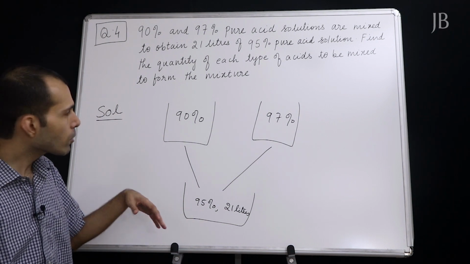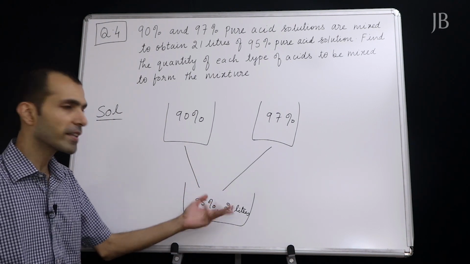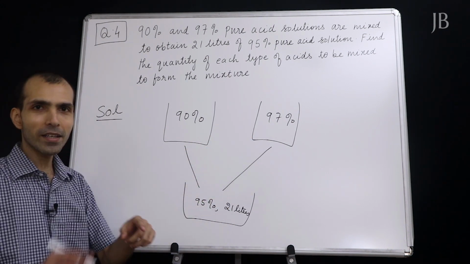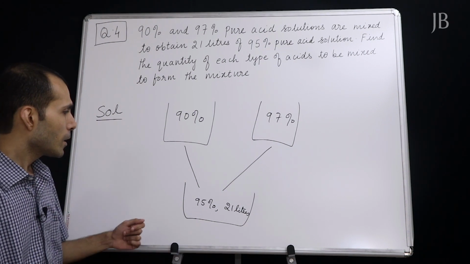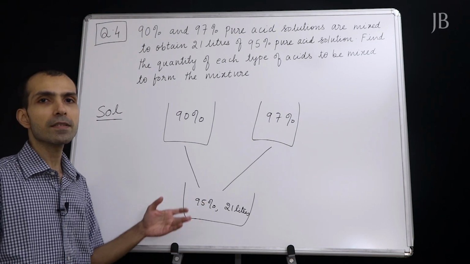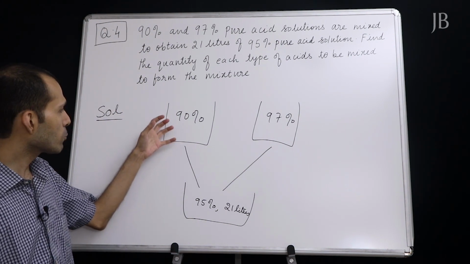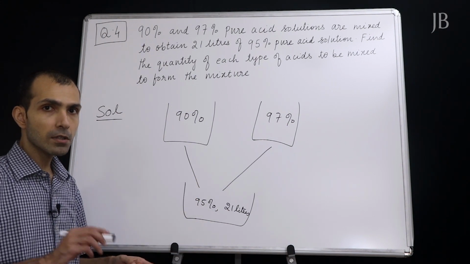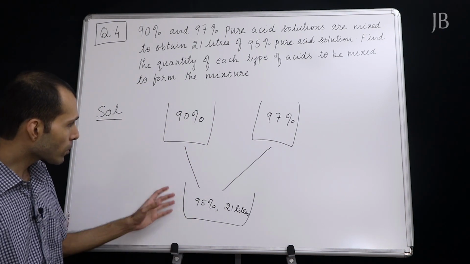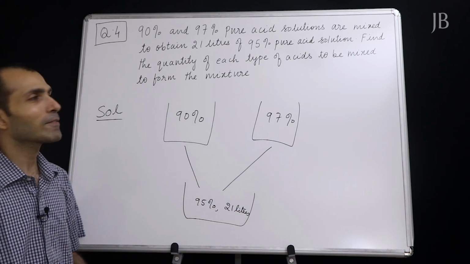So you may feel, okay, let's take 5 liters from this and 16 liters from this. So 5 plus 16 is 21. Somebody may say, let's take 18 liters from this and 3 liters from this. Still it comes to 21 liters, 18 plus 3. But we want one more condition, 95% strength. So there will be a unique quantity which you will have to take from here and from here so that both the conditions are satisfied. So, practical applications of simultaneous equations. We not only want the final quantity to be 21 liters, but we also want the strength to be 95%.